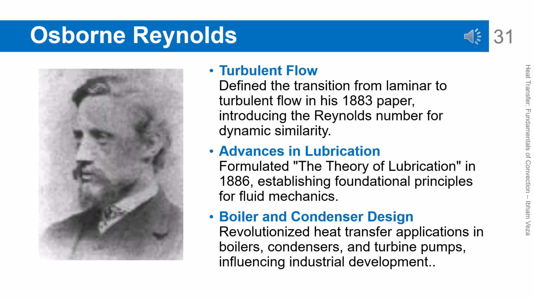Contributions of Osborne Reynolds. Osborne Reynolds introduced the Reynolds number to determine whether a flow is laminar or turbulent. Through pipe flow experiments, he showed how flow transition occurs. His work became the foundation of dynamic similarity theory in fluid mechanics. He also made major contributions to lubrication theory and mechanical engineering applications. Almost all modern flow analyses use the Reynolds number as a primary parameter.